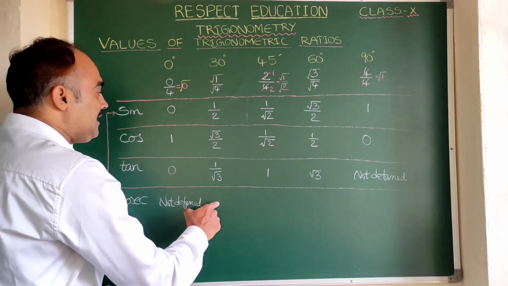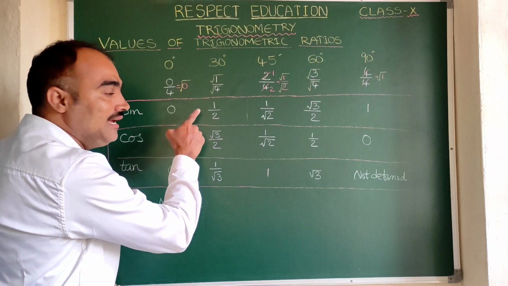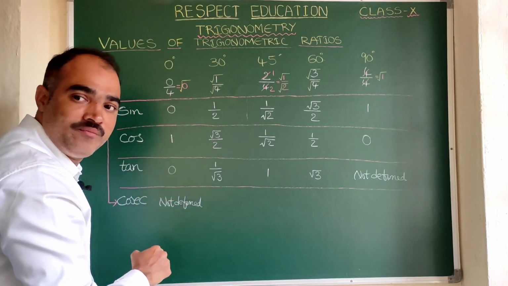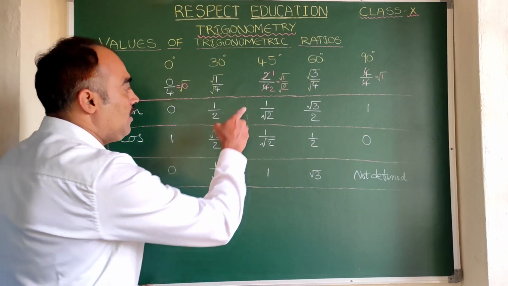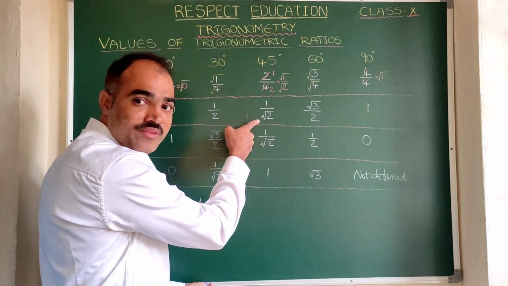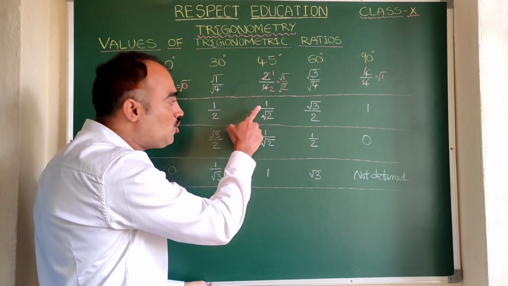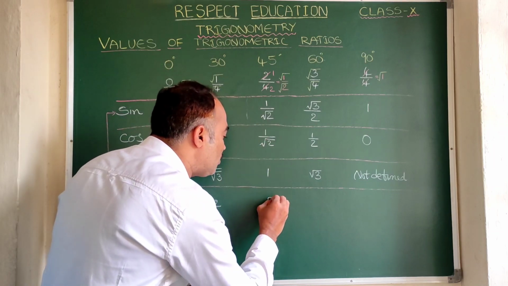Now here, cosecant 30 is the reciprocal of sin 30. 1 by 2, make it reciprocal, 2 by 1. We can write it as 2. Now 1 by root 2, make it reciprocal. Root 2 by 1 means root 2.